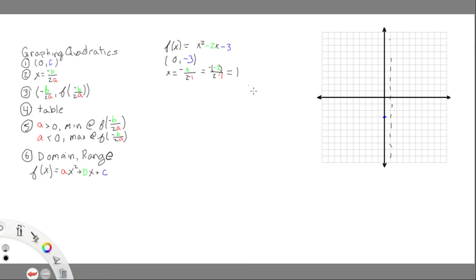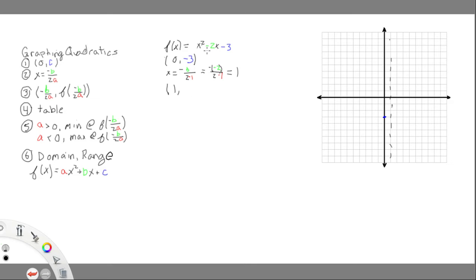So there's my line of symmetry. We know the vertex is on the line of symmetry. The next thing we're going to do is write our vertex. Our vertex is going to be at 1. If you look at that, that's negative b over 2a. It's exactly the same value as this, so our x value is 1.